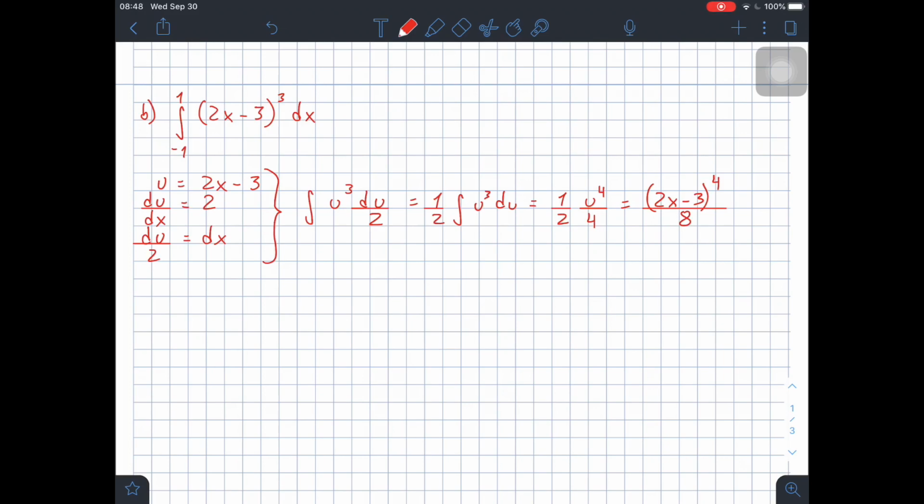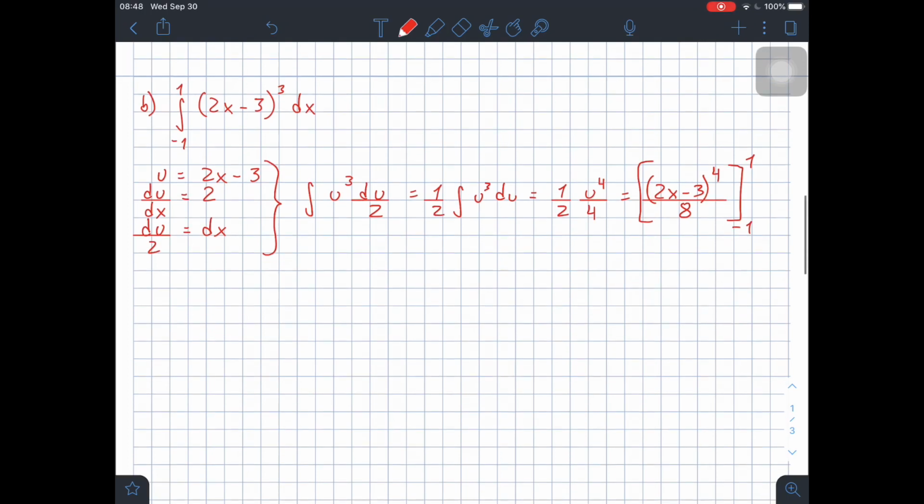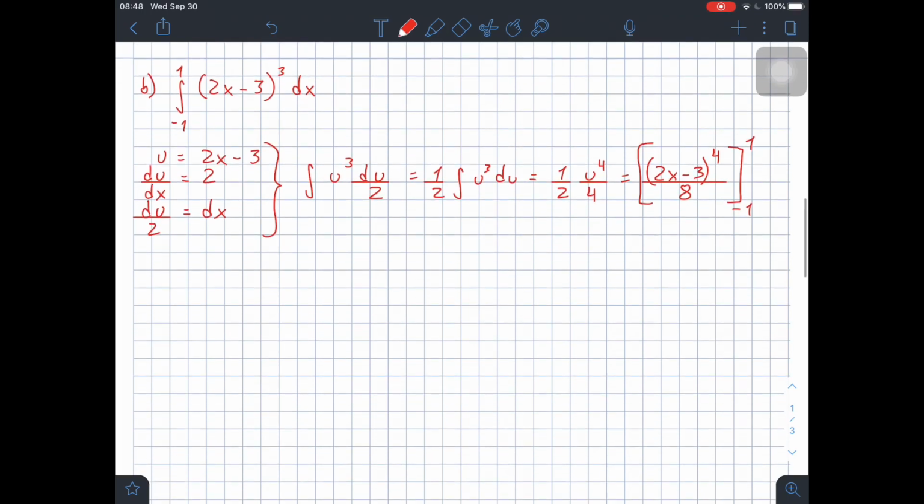Now, since we have gone back to the original variable, I need to evaluate this, according to our exercise, from -1 to 1. Okay, so if I do that, I'm going to find the definite integral. First I replace with the upper limit, so this would be (2 times 1 minus 3) to the 4th power, divided by 8. And then I need to subtract the same expression, but now evaluated with -1. So this would be minus (2 times -1 minus 3) to the 4th power divided by 8.